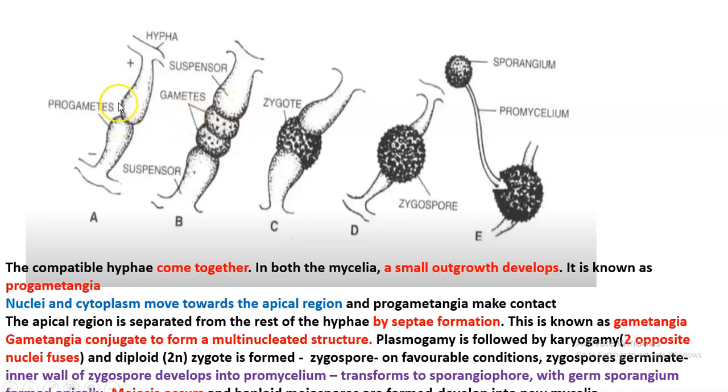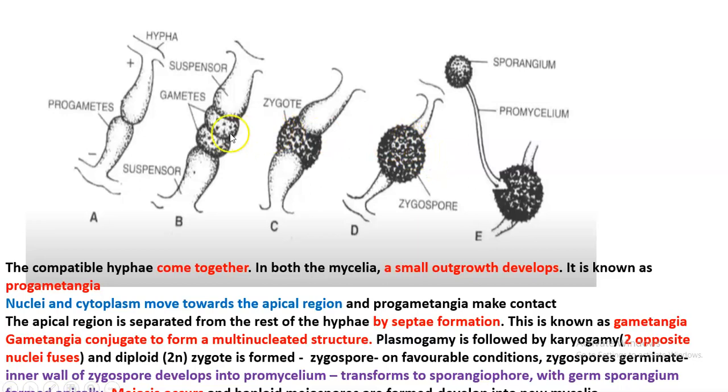Now this swollen part will be known as progametangia. It is given as progametes, but that's not proper terminology. These outgrowths are called progametangia. Now in the progametangia there will be septa on the two sides, on the back side and on the front side, and this septated small body which developed at the tip is called gametangia. This gametangia will have a lot of cytoplasm and nuclei, and after this, the septa in between the gametangia will dissolve, and it will slowly be converting into a spherical body called a zygospore.